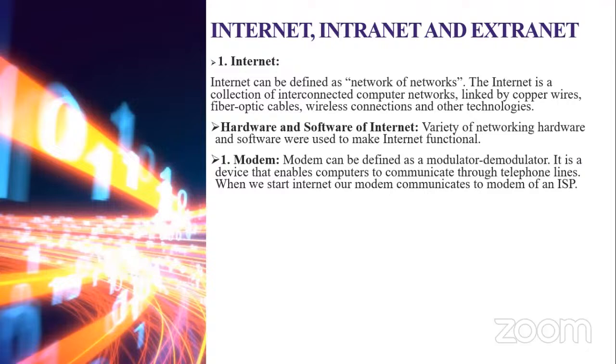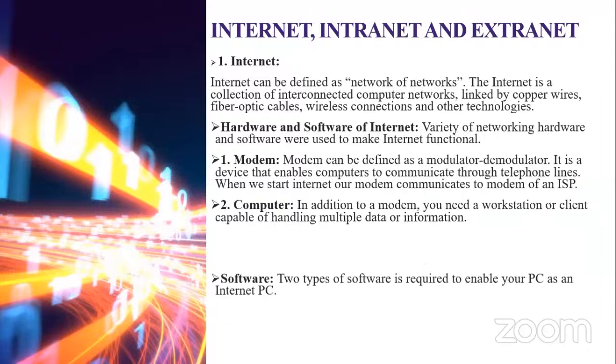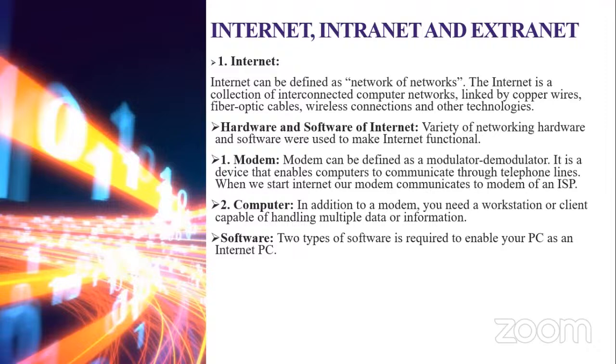When we start the internet, our modem communicates to the ISP, the internet service provider. To get the internet, we need a modem and we need a computer. A computer is nothing but a mobile or a laptop or anything. In addition to a modem, you need a workstation or a client capable of handling multiple data or information. And you need software.